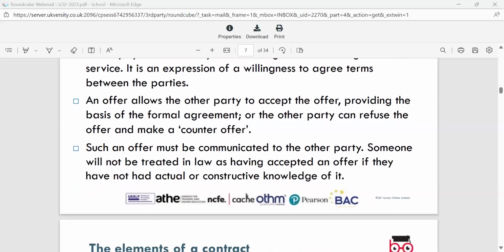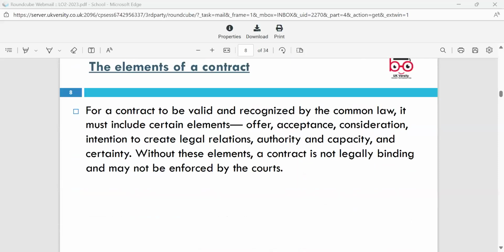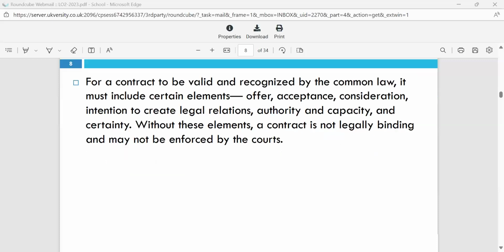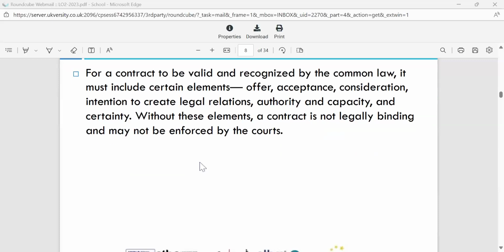on an individual. So the elements of a contract are that they have to have offer, acceptance, consideration, capacity, and for a contract to be legally binding and valid, all these components must be present. So you need to make sure all the components are present. Without this, the contract is not a legally binding contract.